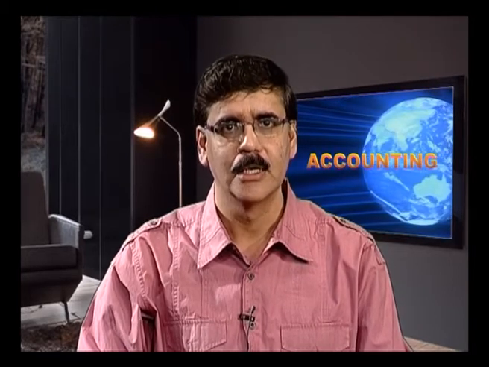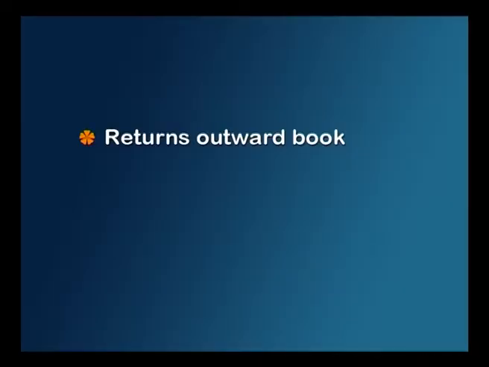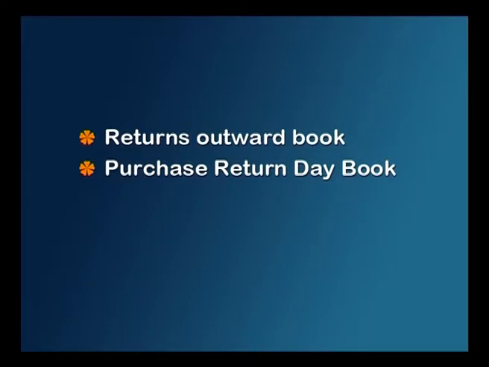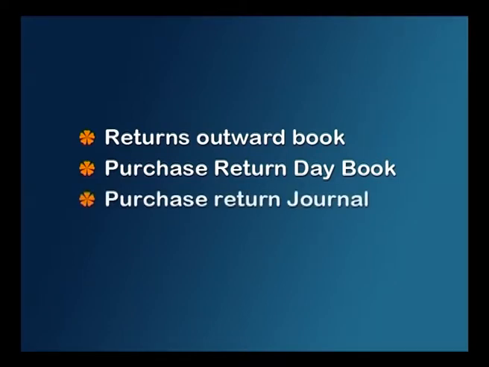Goods may be returned by the buyer for various reasons. For example, goods may not be of required specifications as per sample, goods may be of inferior quality, goods might have been damaged in transportation, etc. This book is also known as returns outward book, as it records the outward movement of goods returned by the firm back to the suppliers. This book is also termed as purchase return day book, purchase return journal, etc.